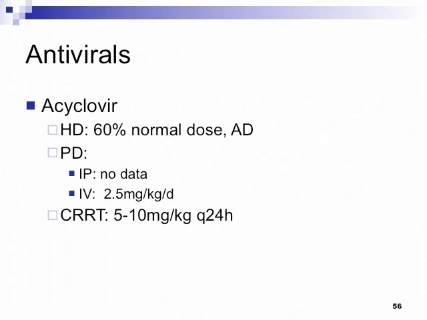Acyclovir, about 60% of the normal dose for the patient on hemodialysis. For the patient with peritoneal dialysis, we don't have any data on how many milligrams of acyclovir to put into the bag. The only route that we use is the IV, 2.5. And in CRRT, like I said, acyclovir has a small molecular weight, so the dose is kind of high, 5 to 10 milligrams per kilogram every 24 hours.